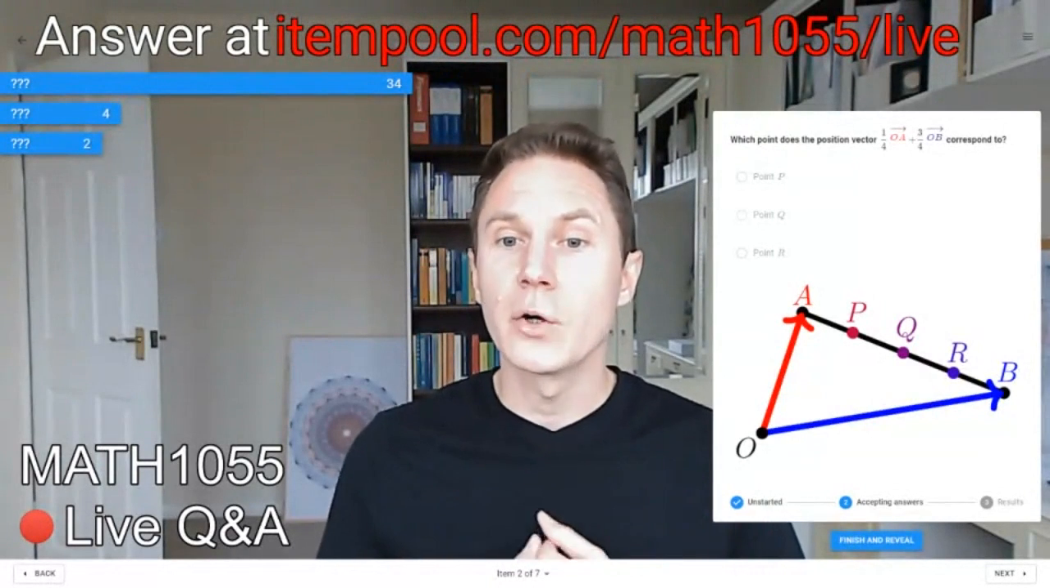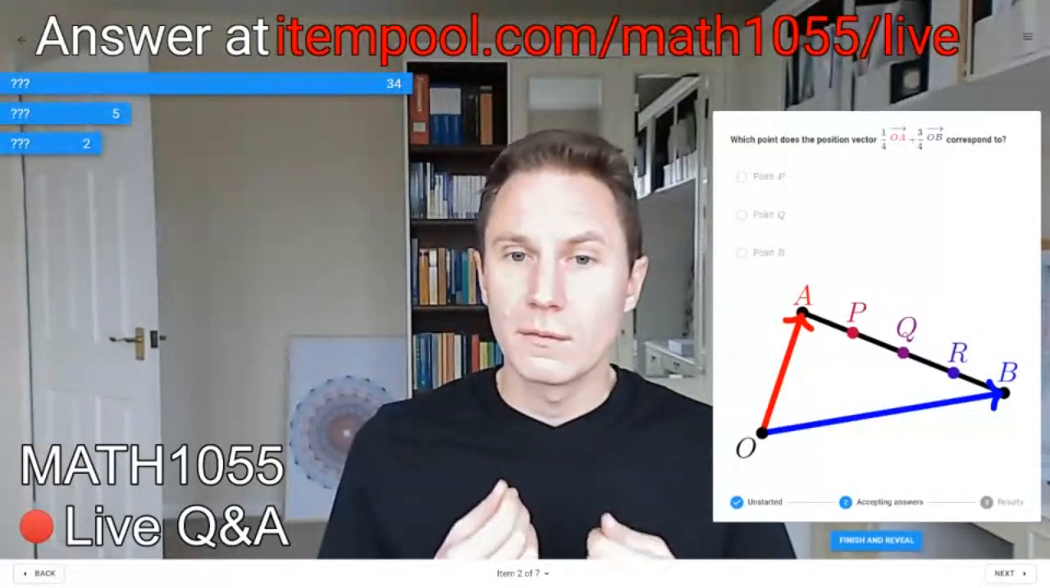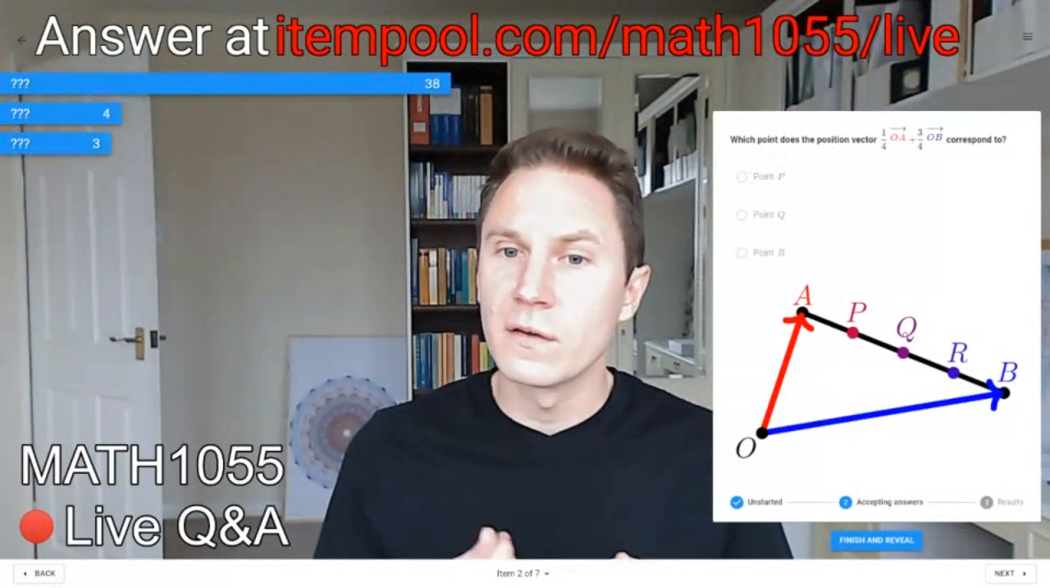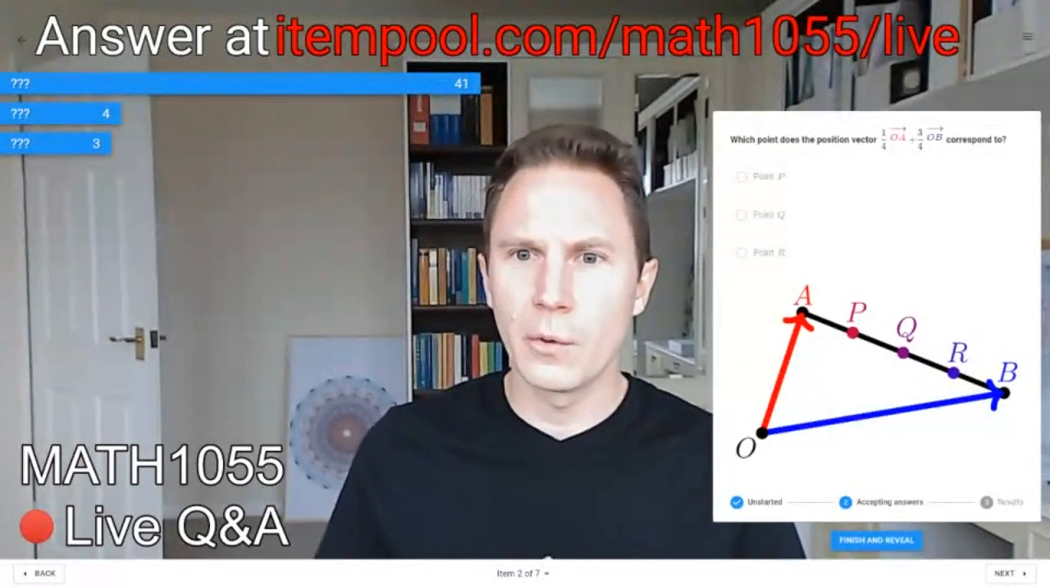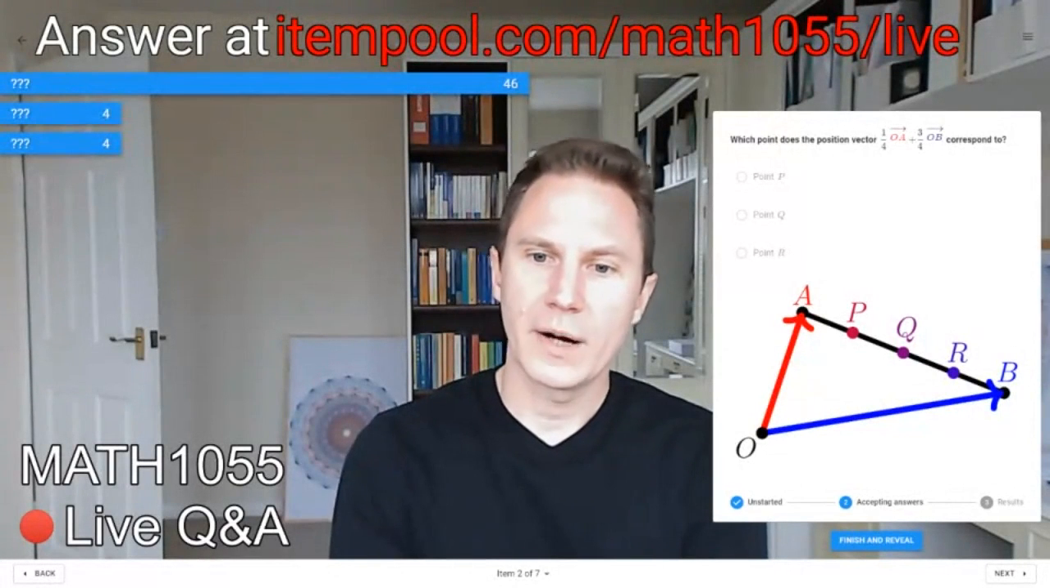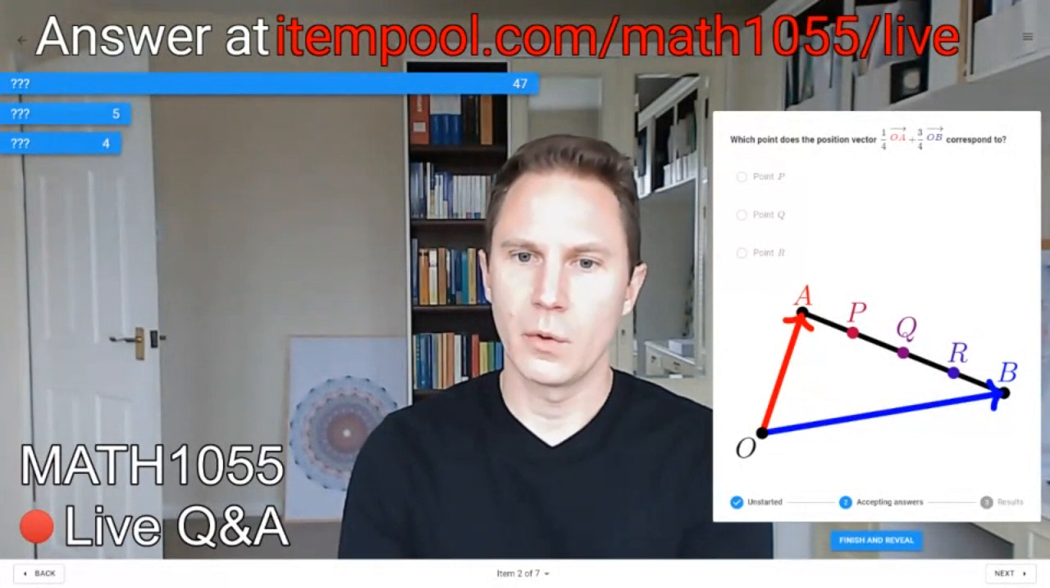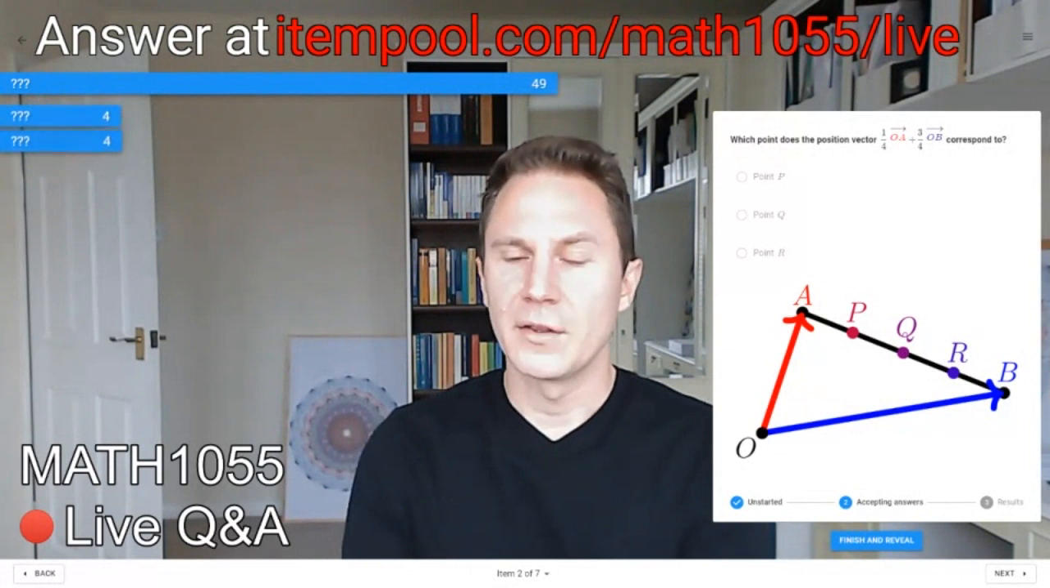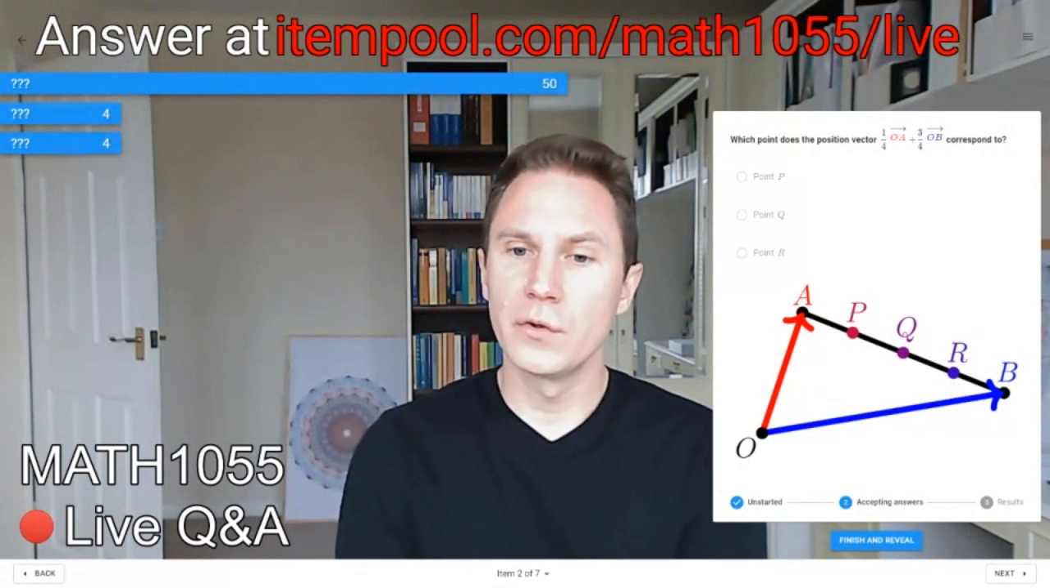We add those up, and the question is, which point does this linear combination of OA and OB point to? Basically, we are taking a combination of the red and blue arrows, OA and OB, and the question is which point it is going to point to.